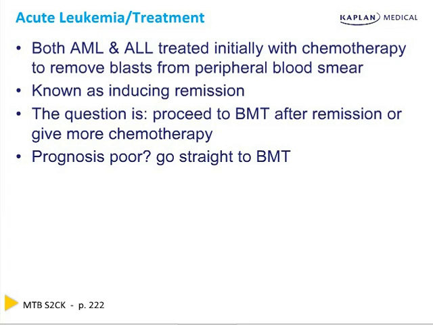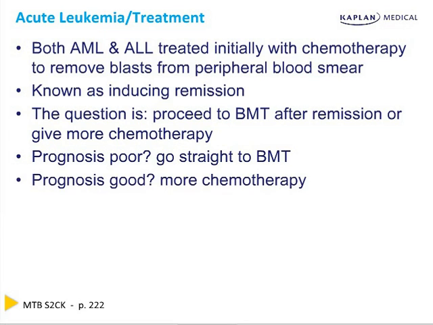The answer to that is if your prognosis is poor. In other words, you're going to recur, it's going to come back, so you should go straight to bone marrow transplant. If your prognosis is good, meaning yours isn't going to come back, you've got a 95% chance it's going to stay in remission, then just keep giving chemotherapy.